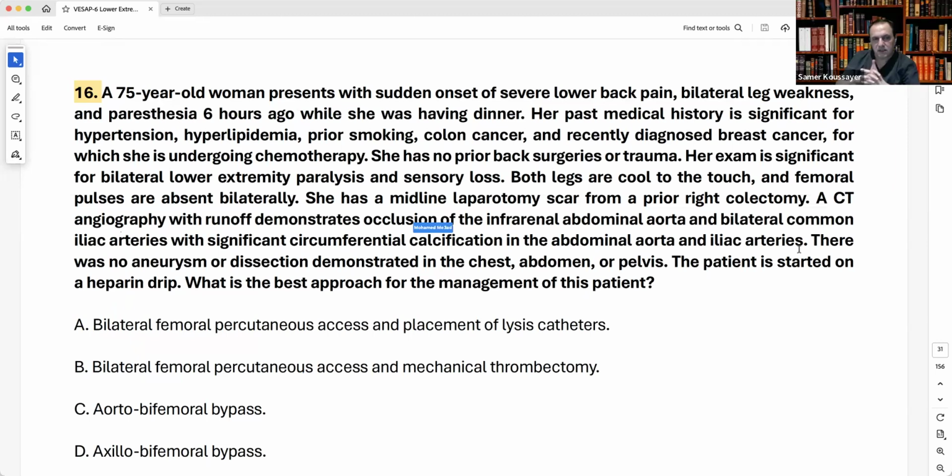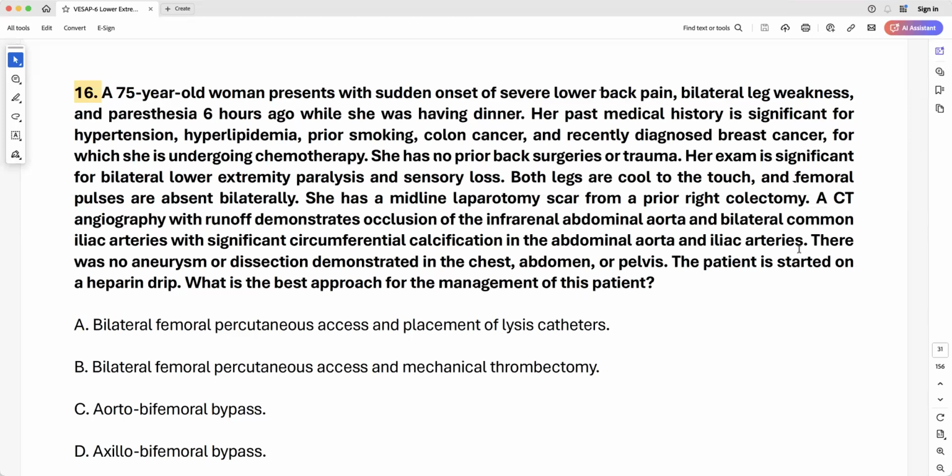Okay. As I said, Yahya, you see, every step in the history, they have to tell you something to make your decision. First is 75 years old, correct? So we're not dealing with a young patient. Then they tell you she has paresthesia for 6 hours, so already you have a delay. Everyone has given you something to decide. She has hyperlipidemia, she's a smoker, colon cancer, breast cancer. They want to tell you she's hypercoagulable, correct?